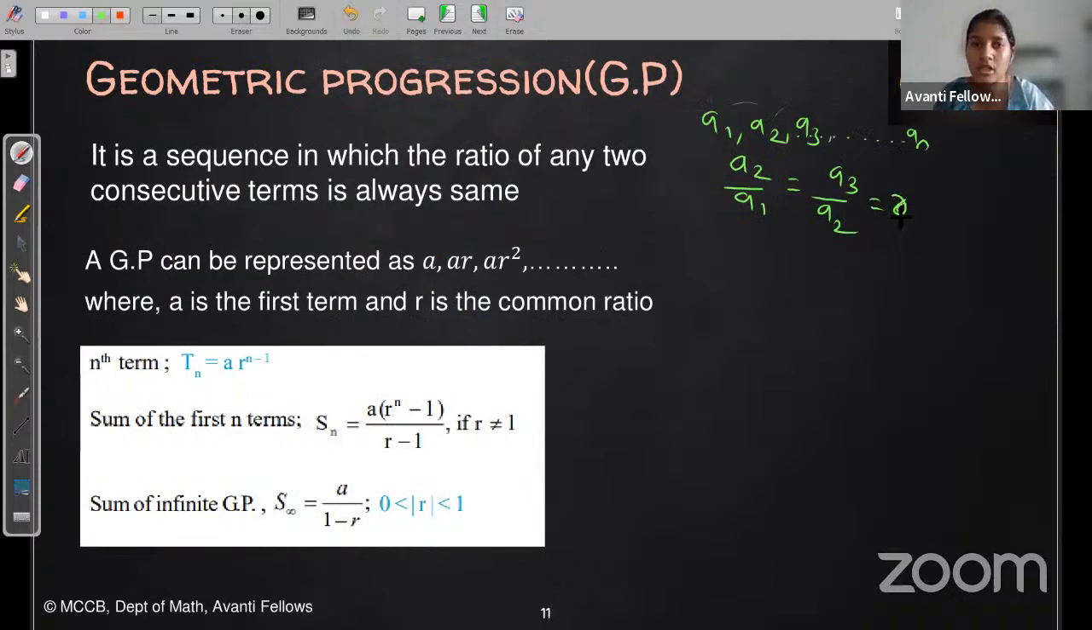Okay, coming back to discussion. What is geometric progression? It is nothing but a sequence where the ratio of two consecutive terms will be the same. That ratio we call the common ratio and it is represented by R. Fine. A geometric progression can be represented as A, AR, AR square. Okay. This is how we represent. And R is nothing but the common ratio here. And A is the first term. Fine.